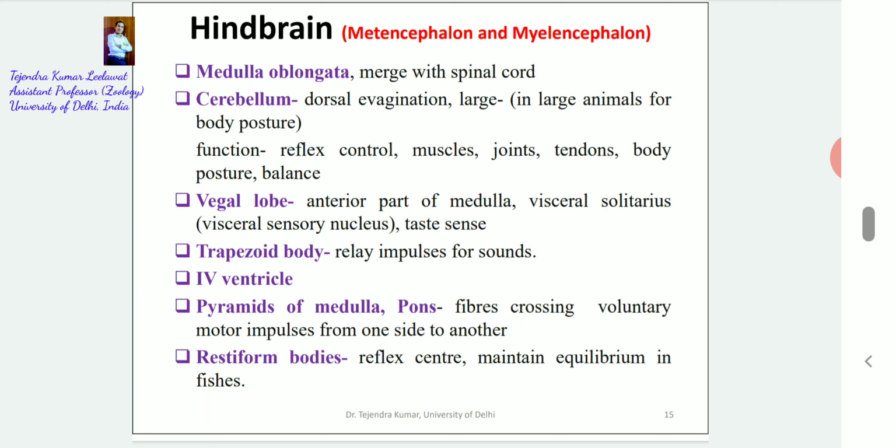Restiform bodies are important in fishes and in lower vertebrates. They work as a reflex center and maintain equilibrium in fishes. As I told you, our posture is controlled by the cerebellum, right? So it is also related to posture or balancing. In the same way, maintaining equilibrium in fishes is controlled by the restiform bodies, but restiform bodies are not present in the higher vertebrates.